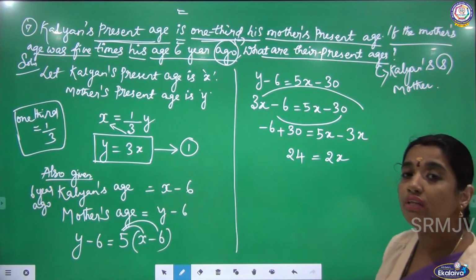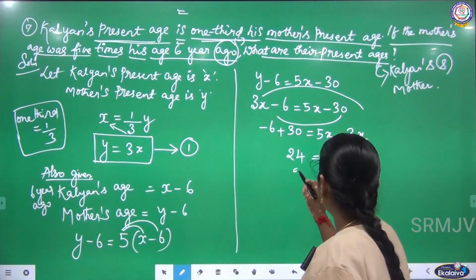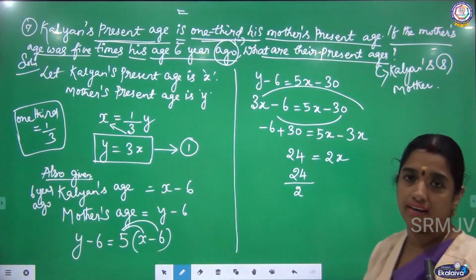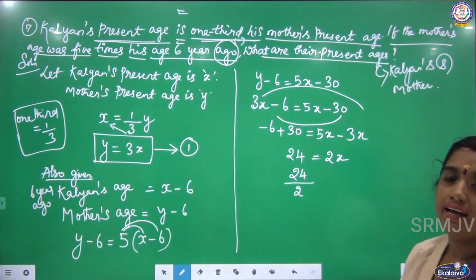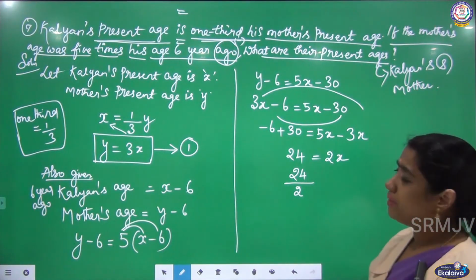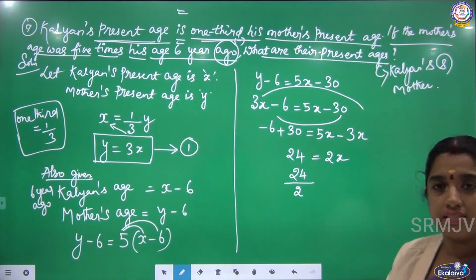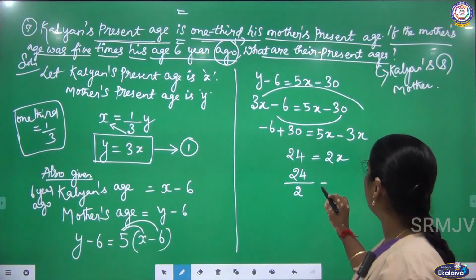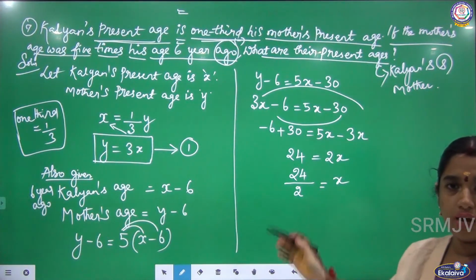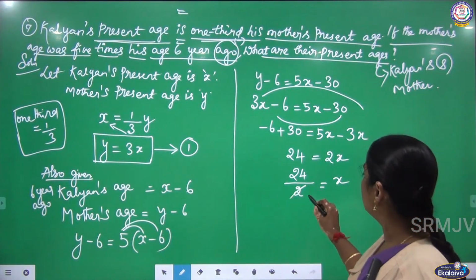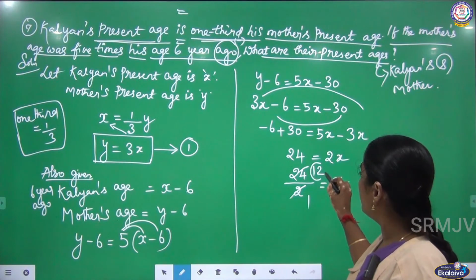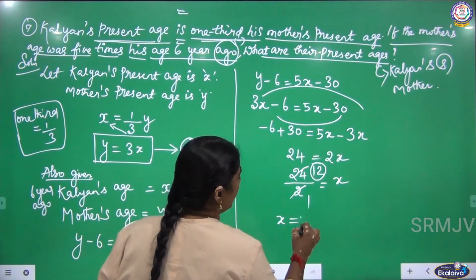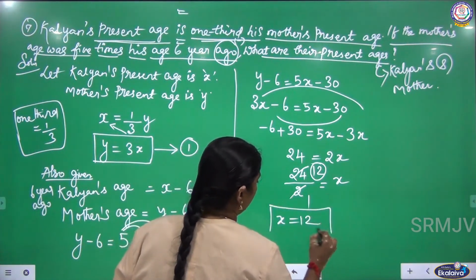Now I am going to find out the value for x. So 2 is in multiplication. When it moves from right to left, it means inverse operation, which is division. So 24 by 2 is equal to x. Now I can cancel this, 2 twelves are 24. Is it clear? Now what is my x value here? x is equal to 12.